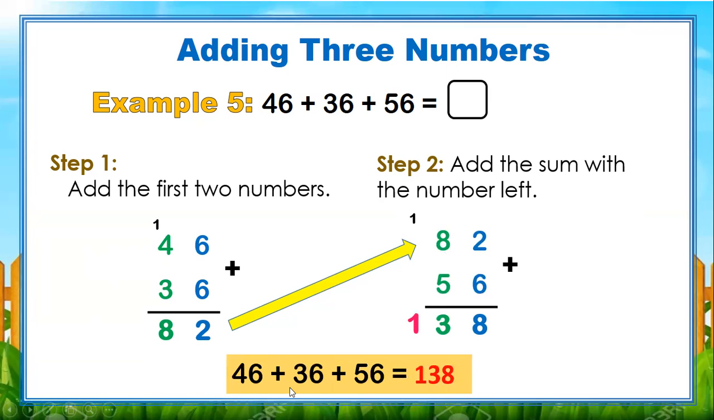Therefore, 46 plus 36 plus 56 will give us the sum of 138.